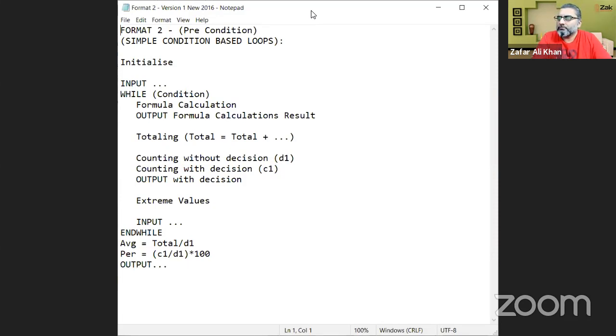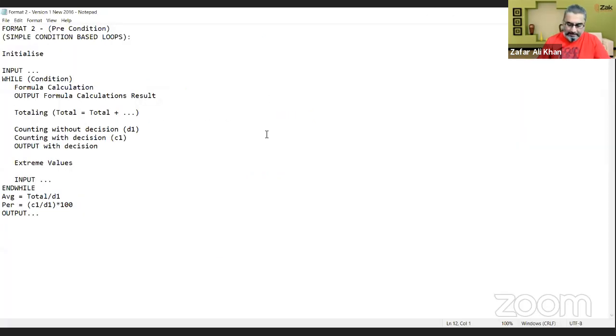So format 2, this is precondition. It means we check first and then we act. Initialize stays in its place, but we input before the while, and we also input the same before and while. This is the rule, because this condition is based on the input made before the while. If this input makes this condition false, this whole loop will be skipped.